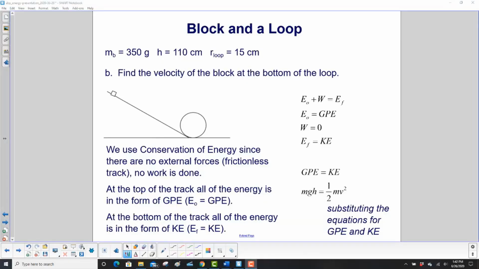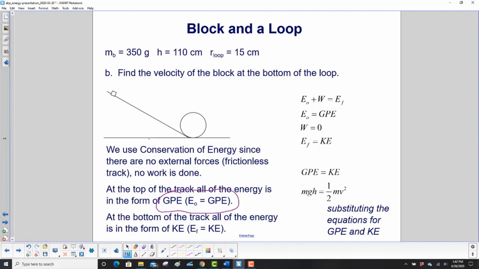Find the velocity of the block at the bottom of the loop. We're going to use conservation of energy for these problems. There are no external forces acting on the block. An external force would be friction. We don't have any friction here, so we can use conservation of energy. At the top of the track, all of the energy is in the form of GPE. So E0 will be GPE.